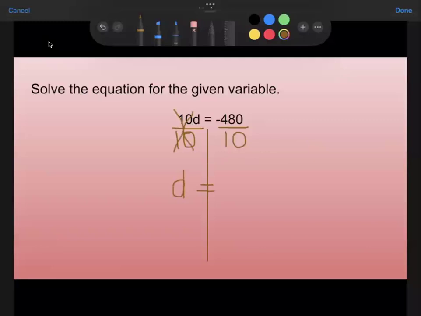Now I just have to calculate negative 480 divided by 10. And when I do that, I should end up with negative 48 as my answer. So that means d equals negative 48.